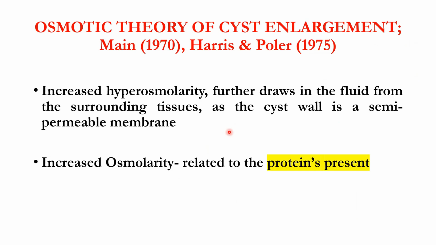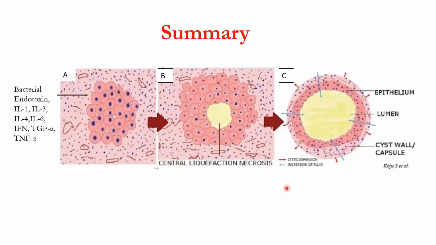The other theory, which was explained by Main, Harris, and Polar, said that increased hyperosmolarity further draws in the fluid from the surrounding tissue because the cyst wall acts like a semi-permeable membrane. So this increased hyperosmolarity depends upon the amount of protein which is present. So based on the amount of protein, either the fluid is retained or it is pushed out. So those were the theories of cystic enlargement.